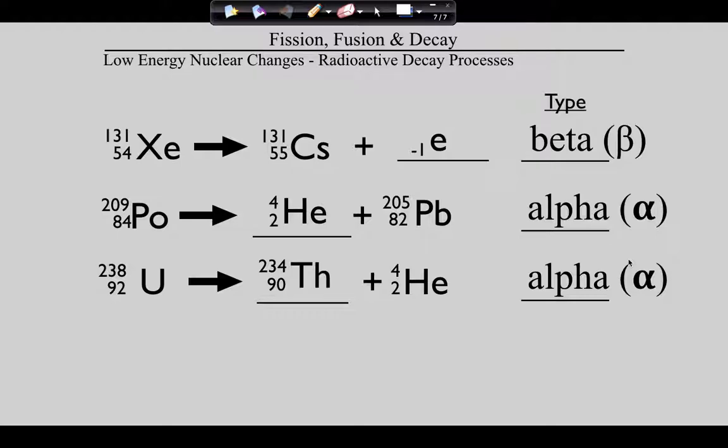Where's gamma? Why isn't there a gamma? Doesn't change the nucleus, right? These may or may not give off gamma, but there isn't anything to do for gamma.